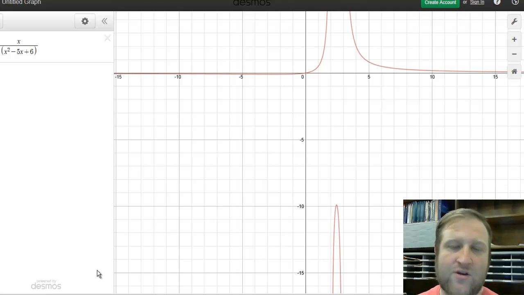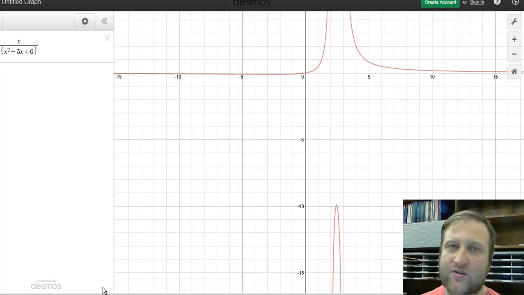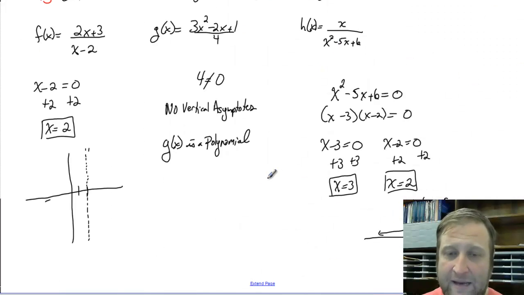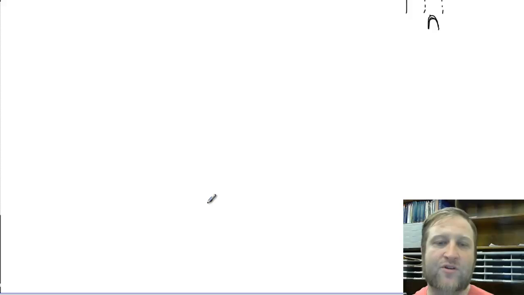So again, you can use your calculator to verify what the graphs look like. However, you never want to substitute the technology for actual knowledge and process. So just be careful about that. The one last bit I want to cover, which some of you may already know, is the difference between removable discontinuities and irremovable discontinuities.